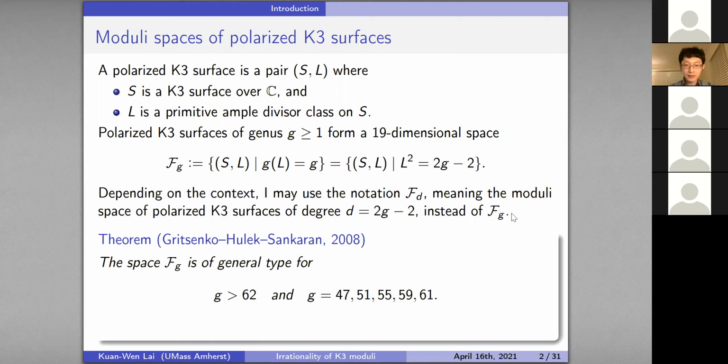So this is the motivating theorem of our work, proved by Gritsenko, Hulek, and Sankaran in 2008. They proved that the space F_g is of general type when g is greater than 62 and for a few values of g below 62. So in particular, we know F_g cannot be rational for these g. This roughly tells you that when g is large enough, F_g is going to be irrational. So from the theorem, we can ask a very natural question.